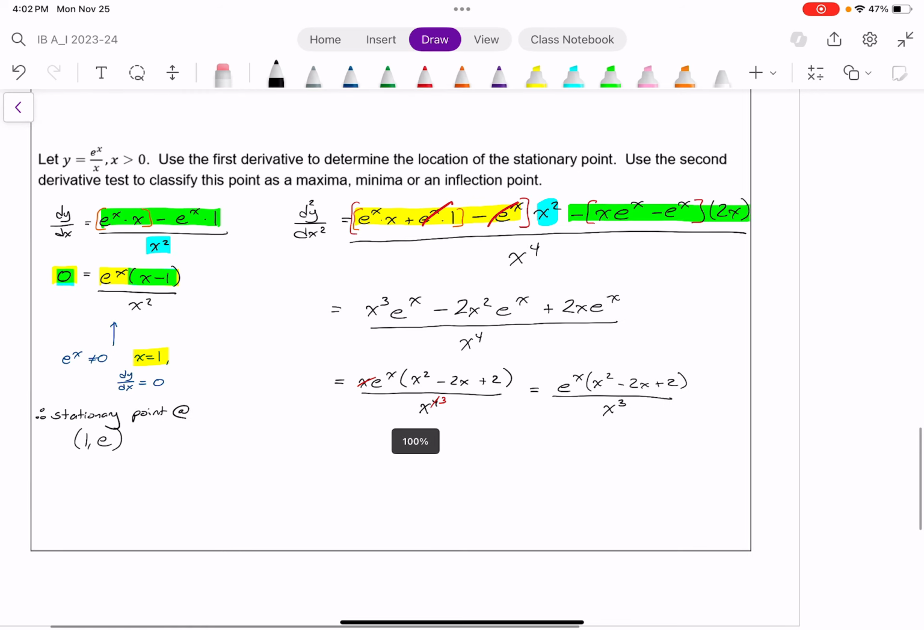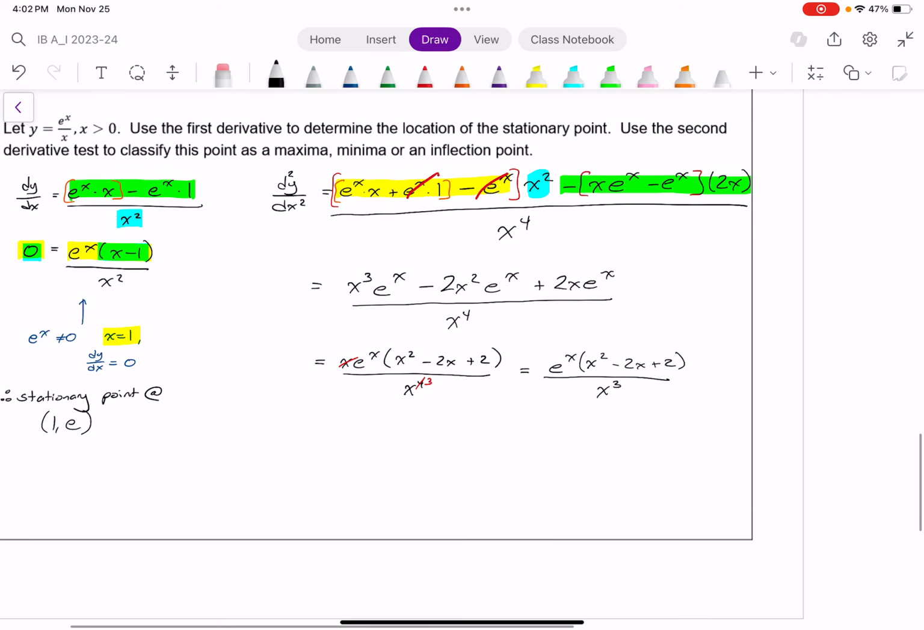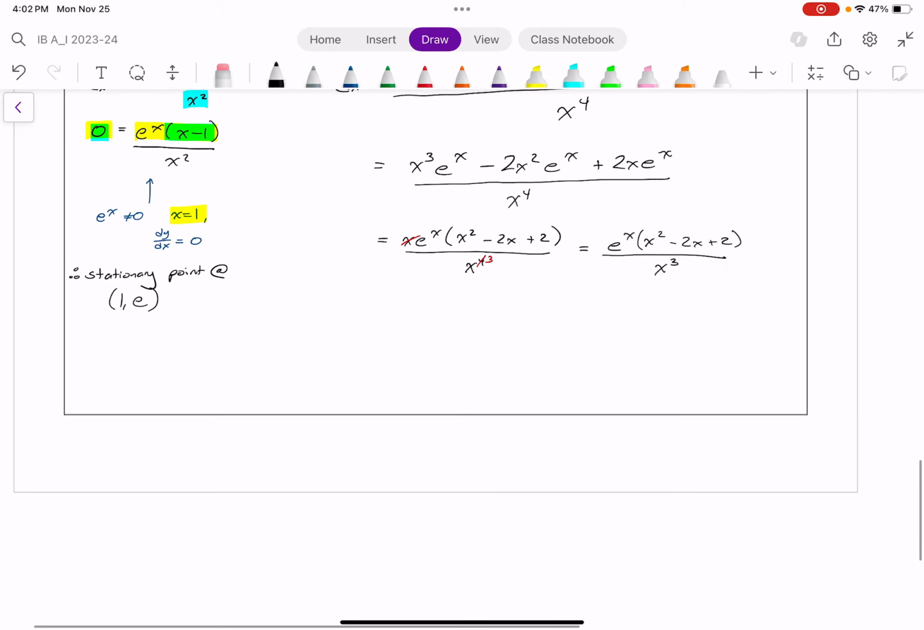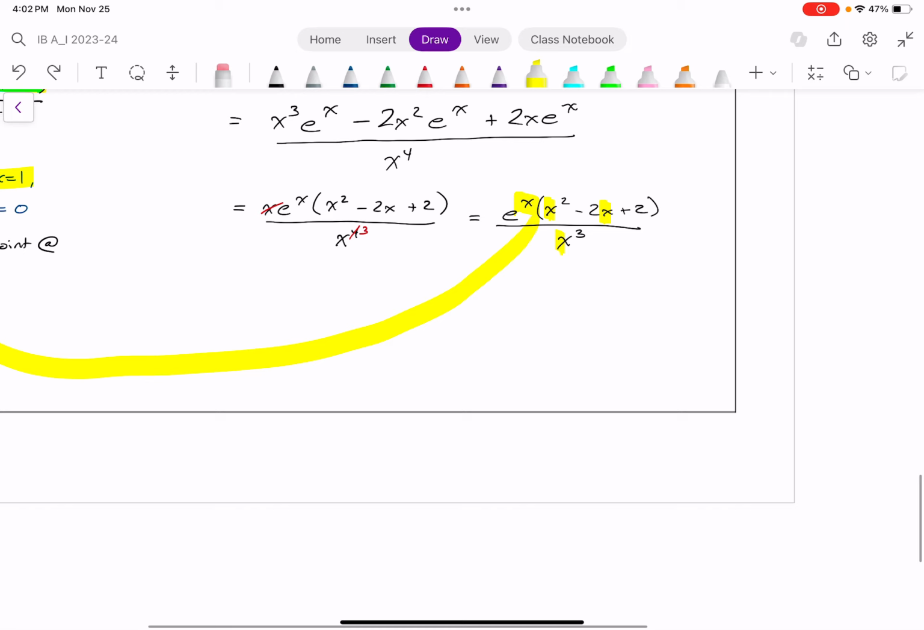What was the point of doing this again? Use the second derivative to classify this as a maxima, minima, or inflection point. So I know there's a stationary point at (1, e). What I want to do now is take this value of 1 and substitute it into all my x's. All I care about is whether this is positive, negative, or 0. Pretty quickly, if I substitute this in, I get e to the power of 1 times 1 squared minus 2 plus 2, over 1 cubed.